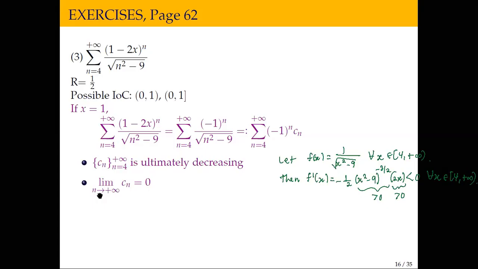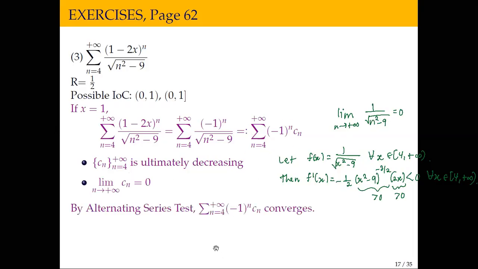For the second criteria, we have to verify that this limit is equal to 0. So the limit of c sub n is just the limit of 1 over square root of n squared minus 9 as n goes to positive infinity. As n goes to positive infinity, n squared minus 9 goes to positive infinity. Principal square root of positive infinity is positive infinity. 1 over positive infinity is 0. So this is 0, therefore this limit is equal to 0. Since these two are true, we say that this infinite series converges by the alternating series test.